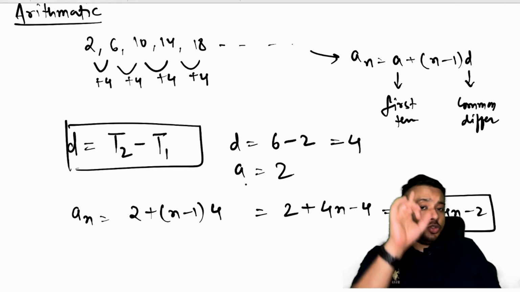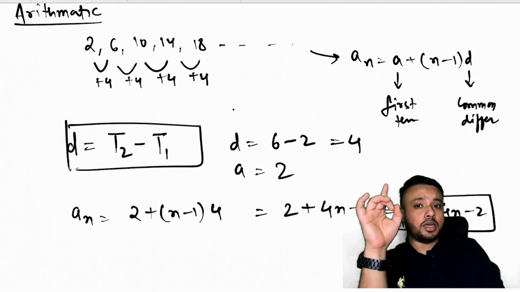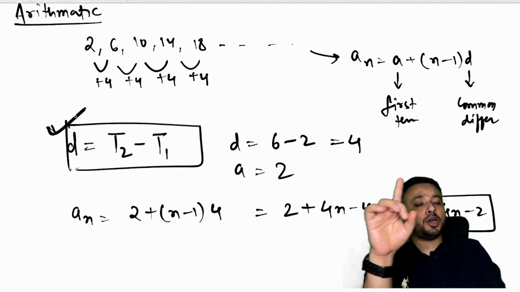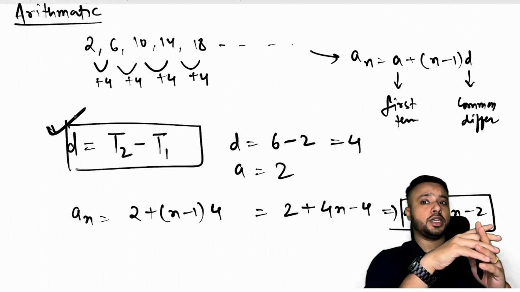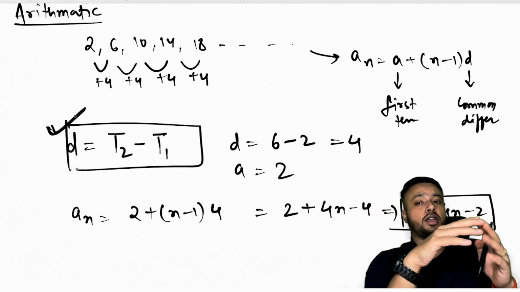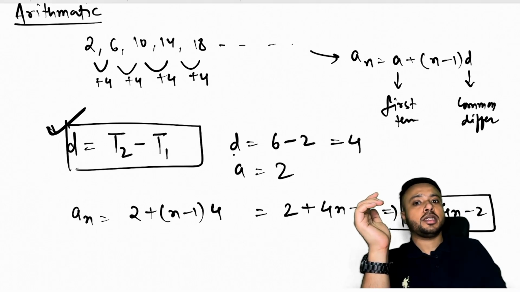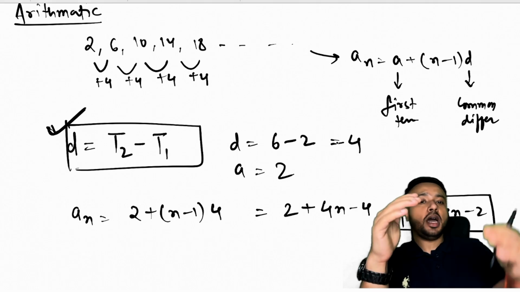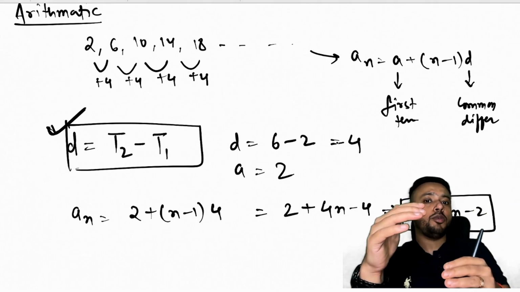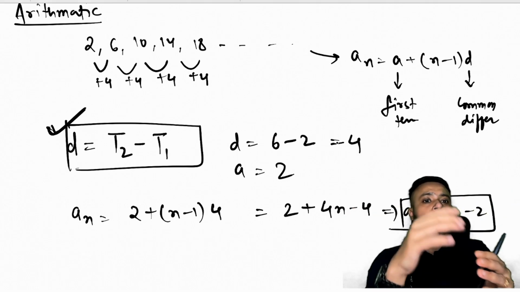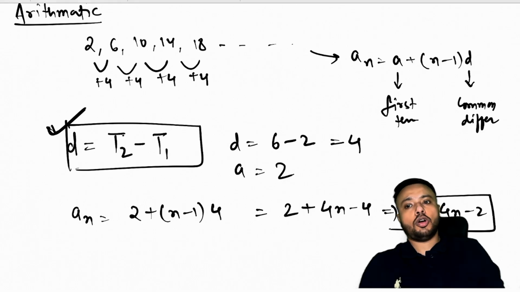The point which you need to note here, guys, is that the common difference formula is always t2 minus t1, because what I have seen students do is that they get confused and they subtract 2 minus 6. So when you do 2 minus 6, you will get the common difference as -4, and the whole formula of the sequence will get hampered because of that, and you will lose marks. So the common difference is always given by the formula t2 minus t1.